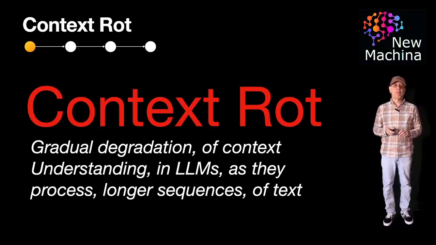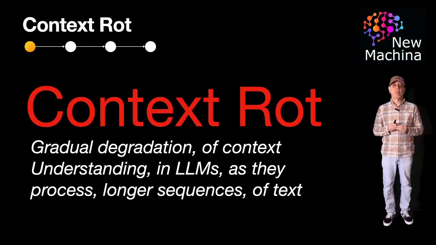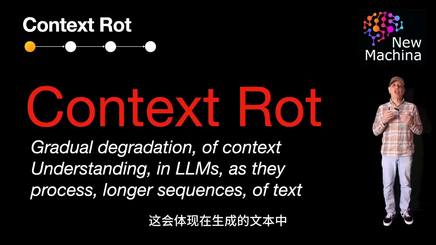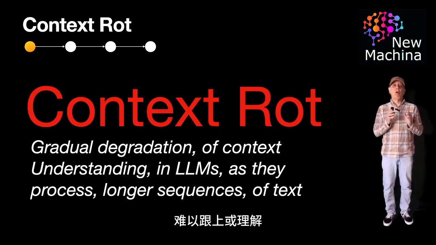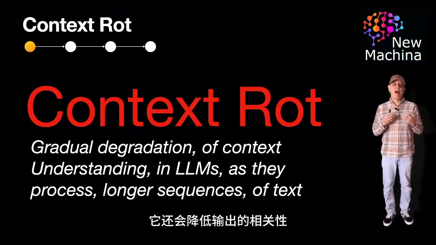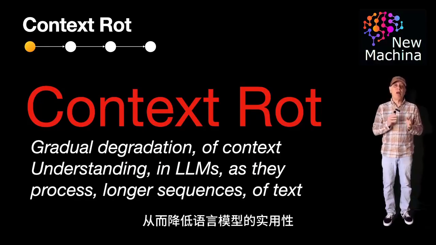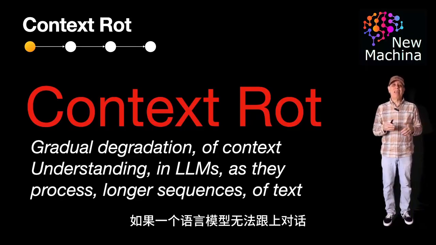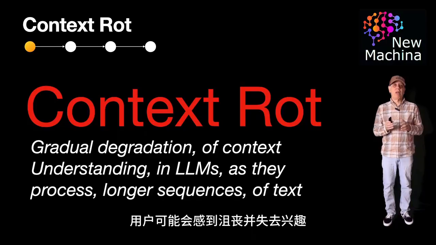So why should you care about context rot? Well, context rot can lead to reduced coherence in the generated text, making it difficult for your users to follow or understand. It can also decrease relevance of the output to the initial query or topic, reducing the utility of the LLM. Simply put, if a language model can't keep up with a conversation, users might get frustrated and lose interest.